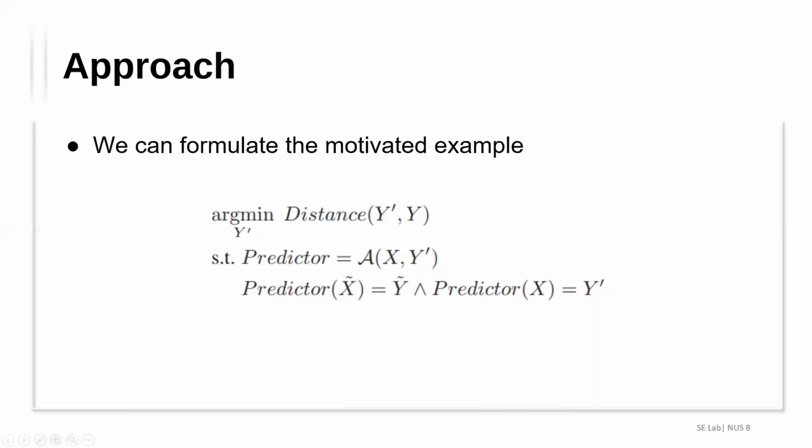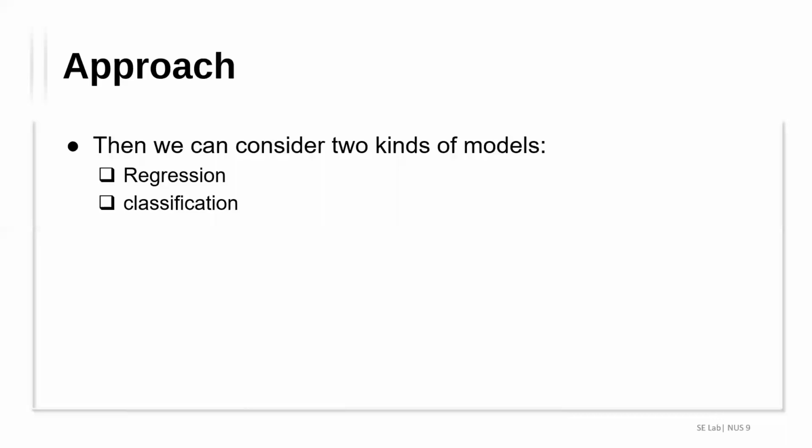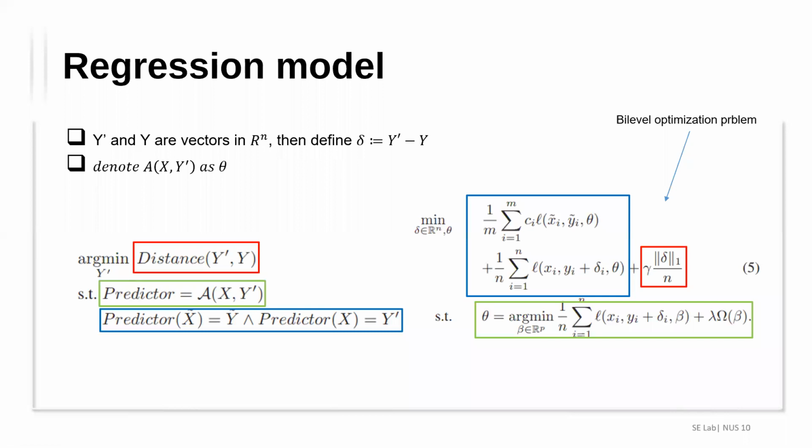Yeah, keep going on. In this paper they only consider two kinds of models: one is the regression model and the other is classification models. Let's first take a look at the regression model. In the regression model, Y prime and Y are vectors in n-dimensional space. They define the distance between Y prime and Y to be delta, and they denote the predictor A as theta.